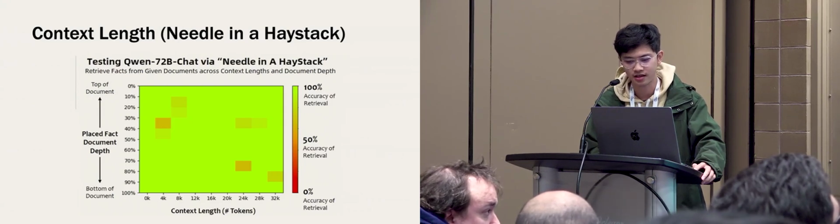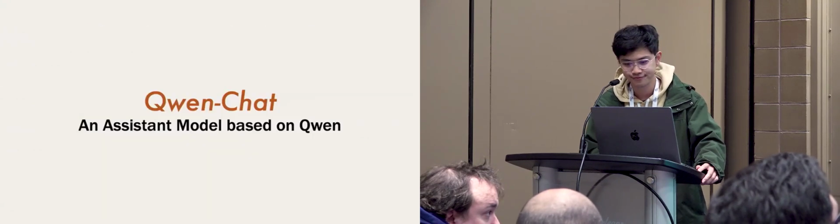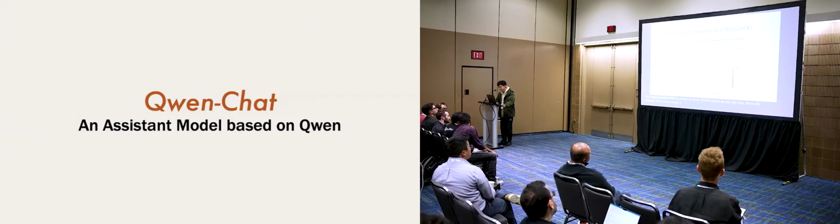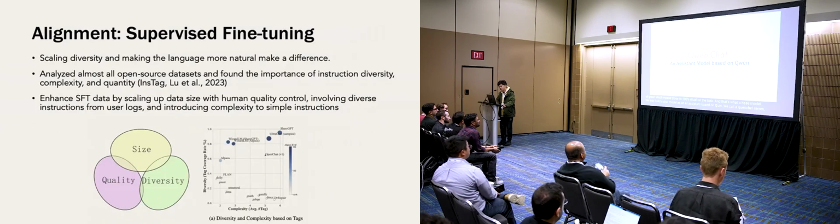And as you can see, they are all green, which means close to 100% retrieval on the task. And that's for the base model. We also built a chat model as an AI assistant based on Qwen. We call it Qwen Chat Series. So I will also share some interesting progress on our alignment.